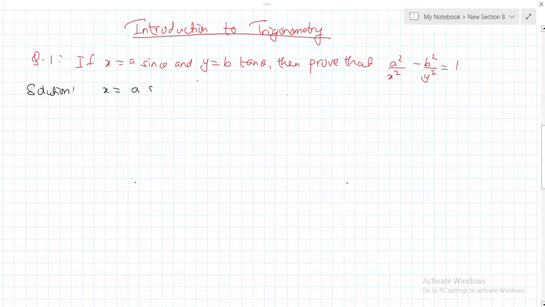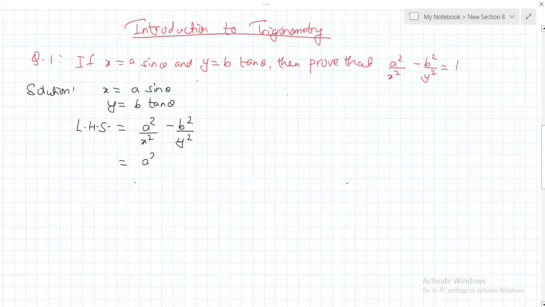x is equal to a sin theta and y is equal to b tan theta. This is given. Now we are asked to prove a square by x square minus b square by y square equal to 1. This part we call the left hand side or LHS, and this part we call the RHS or right hand side. So let us take LHS. So we write here a square by x square minus b square by y square.